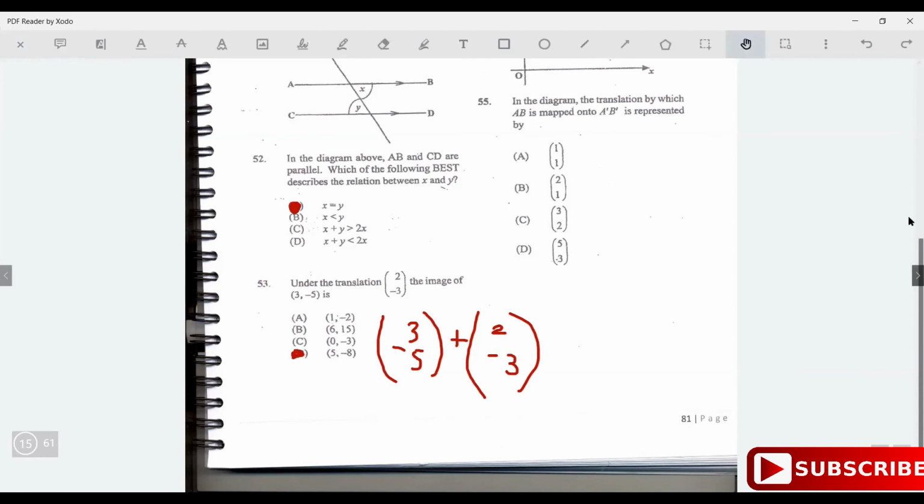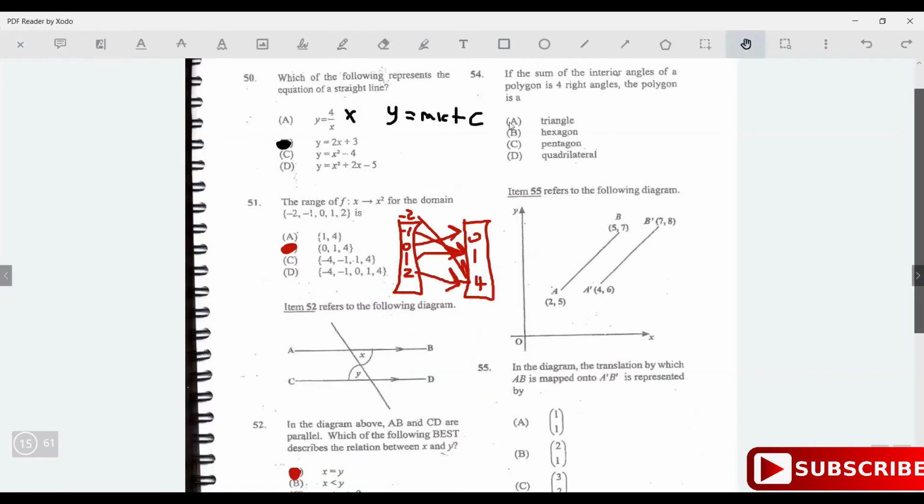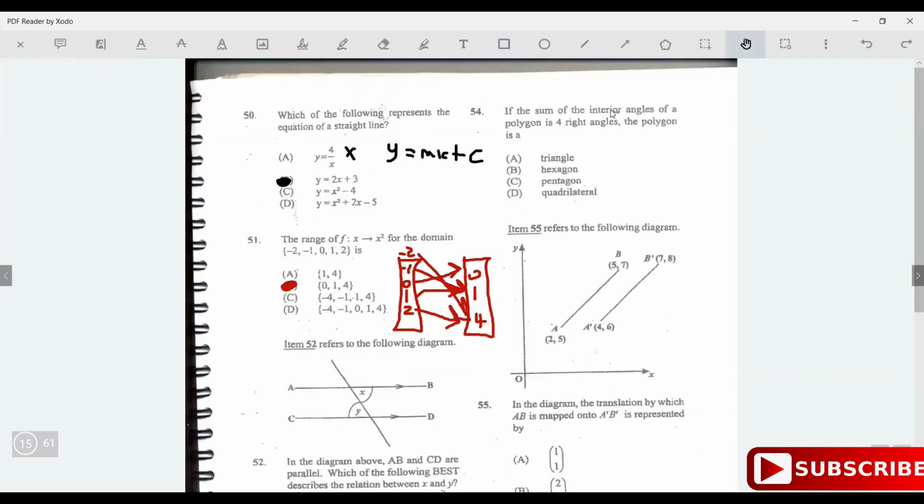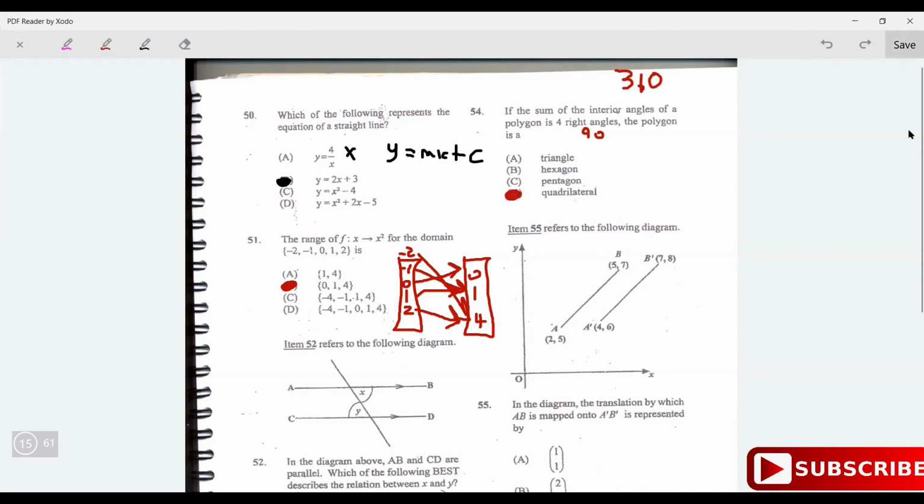Nice. Question 54. If the sum of the interior angles of a polygon is 4 right angles, 1 right angle is 90, and so 4 right angles is 360. If the sum of the interior angles is 360, then it is a quadrilateral. No more questions asked. Easy.